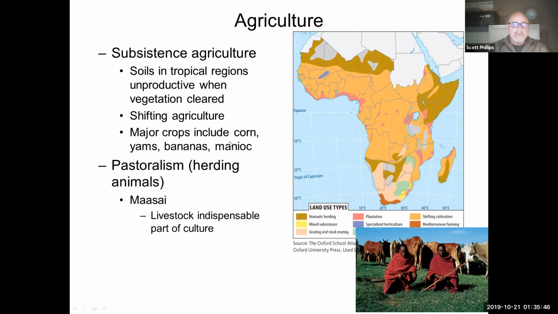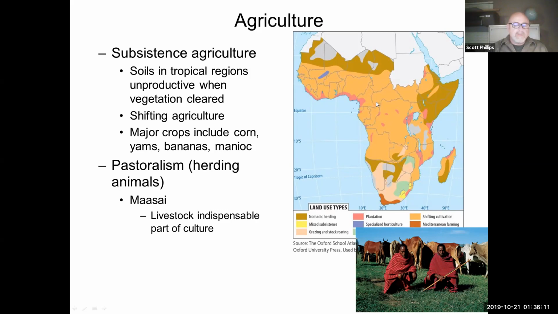One thing noticeably missing from here is wheat. Wheat is something that grows in climates outside of the tropics, not so much inside of the tropics like here. So crops are different than wheat, which is a major crop in the United States and Europe, but not so much in Africa.